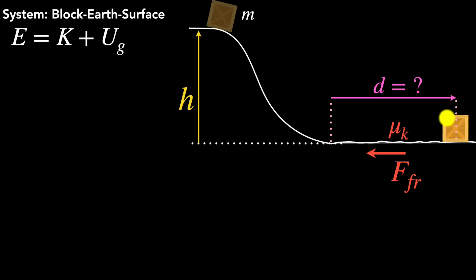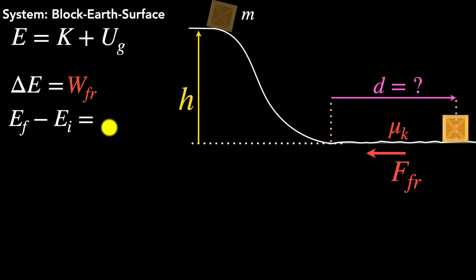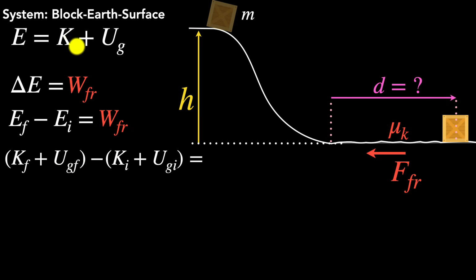Is there any other force that's doing work on my system? No, that's it. So the only force that's doing work on my system, changing its mechanical energy, is the frictional force. So we can now write that change in mechanical energy, delta E, equals the work done by friction. All right, so what is change in mechanical energy? Well, it's going to be final mechanical energy minus initial mechanical energy, and that equals the work done by friction. What's final mechanical energy? Well, it's the final kinetic energy plus the final gravitational potential energy, minus the initial kinetic energy plus the initial gravitational potential energy. That equals the work done by the friction.